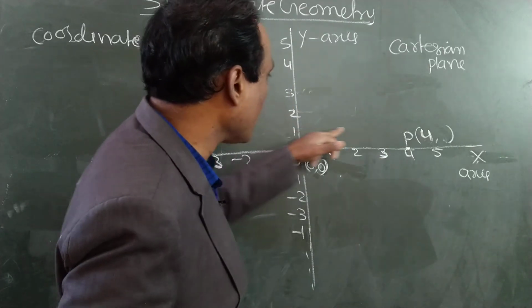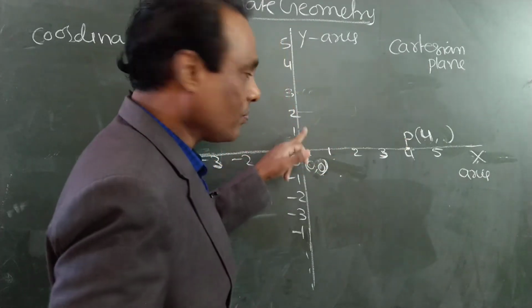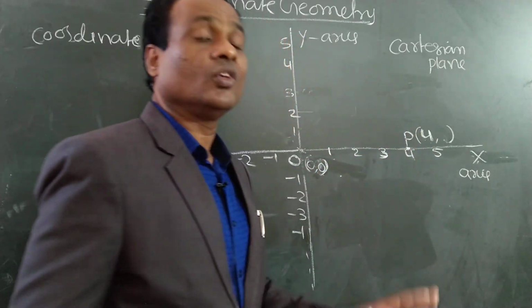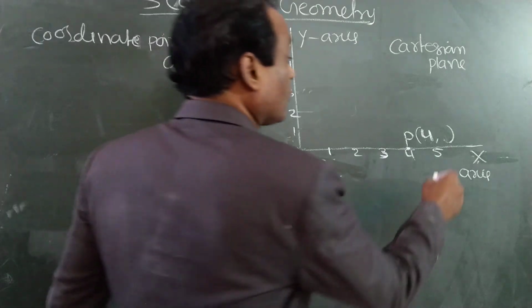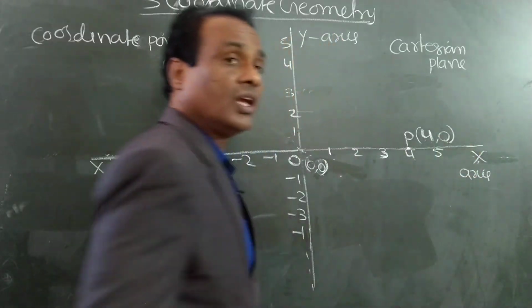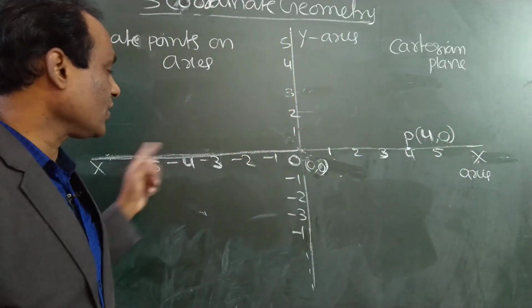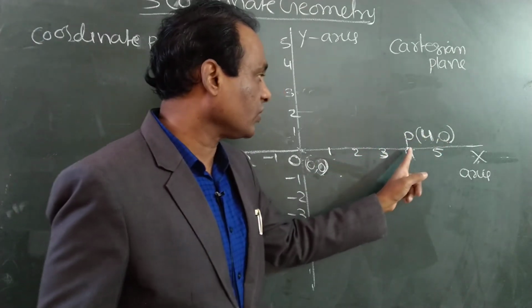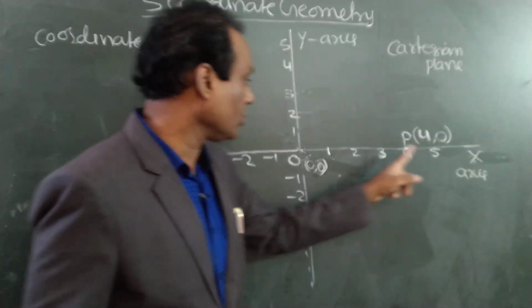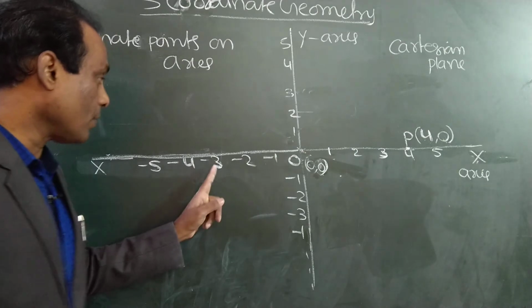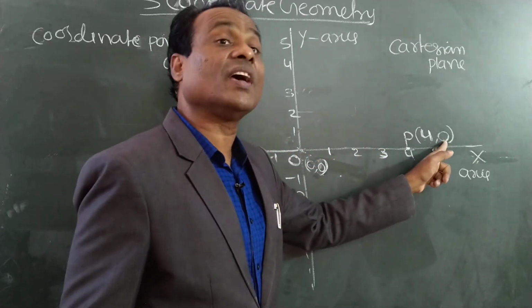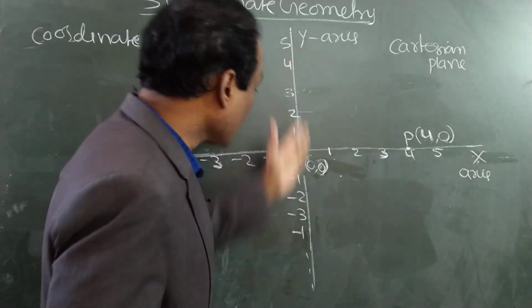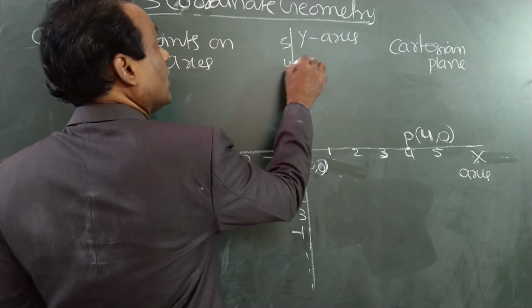So suppose if a point is here, y value will be 1, but it is a point on x-axis. So anywhere on x-axis, y value is 0. This is 4 comma 0, 5 comma 0, minus 1 comma 0, minus 3 comma 0. On x-axis, y value is always 0. Same as on y-axis, x value is 0.